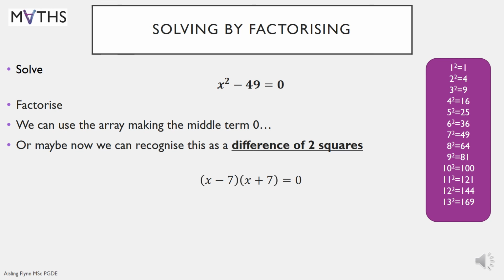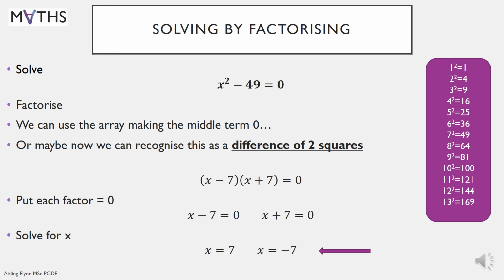Now if you need time to figure that out, that's fine. If you want to use the array, that's fine. If you want to check it by remultiplying, that's fine. But once you arrive at these two factors, you proceed as always. Put each factor equal to 0 and then solve for x. So one root is plus 7 and the other root is minus 7.